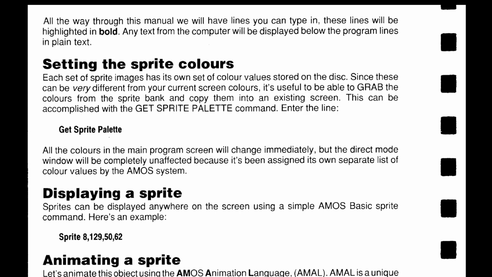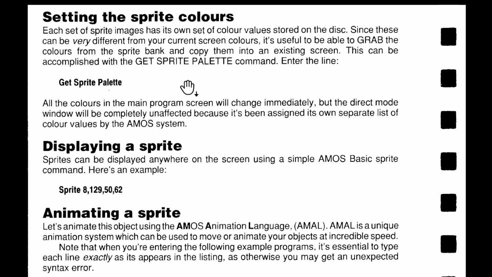Setting the sprite colors. Each set of sprite images has its own set of color values stored on the disk. Since these can be very different from your current screen colors, it's useful to be able to grab the colors from the sprite bank and copy them into an existing screen. This can be accomplished with the Get Sprite Palette command. Enter the line: Get Sprite Palette.